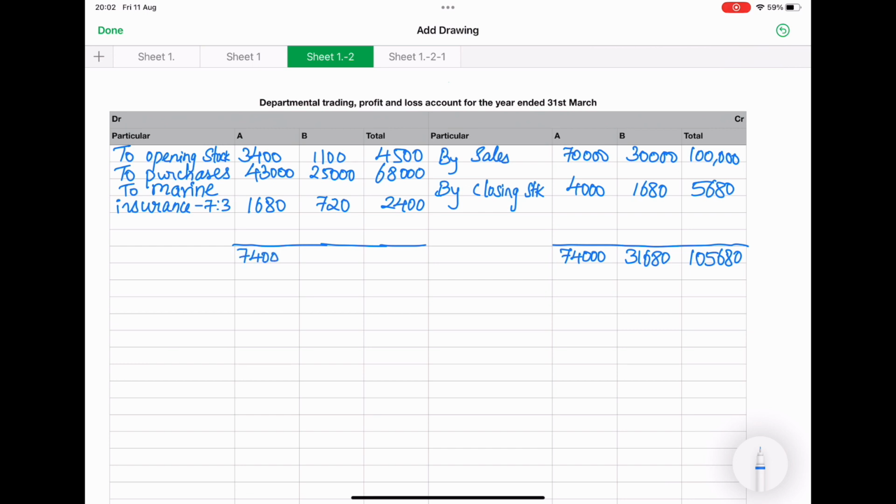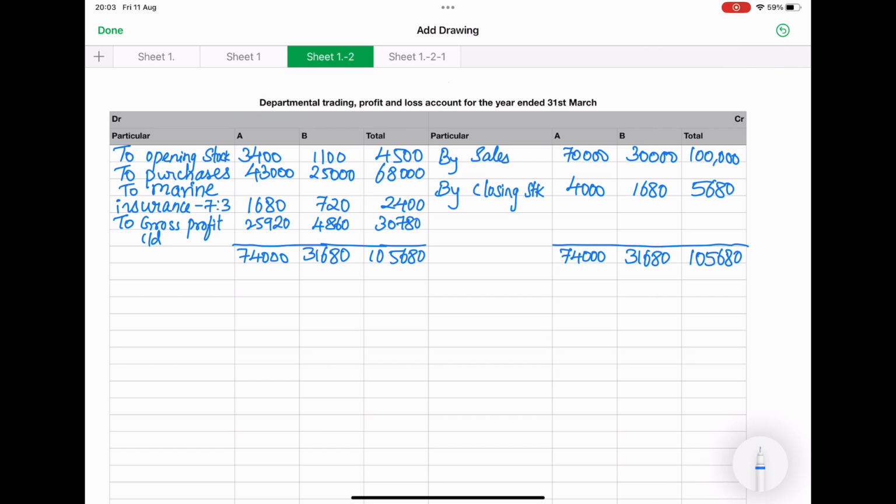74,000, 31,680, 1,05,680. If you subtract the above expenditure from this value, we get the gross profit, that is the balancing figure carried down: 25,920, 4,860, and if you add both, we get 30,780.